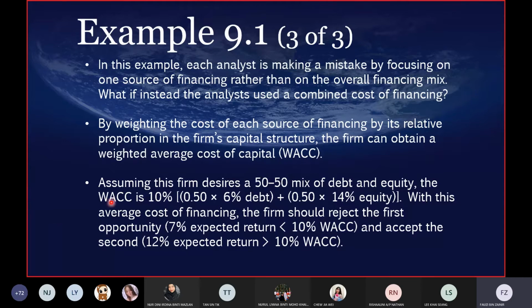So what does that mean? Assuming this firm desires a 50-50 mix of debt and equity, the WACC is 10%. So how do you get that? It is 50% times the cost of the initial funding using debt, plus 50% times the cost if you were to issue equity, 14%. So you get 10%. With this average cost of financing, the firm should reject the first opportunity, which only gives a return of 7%.